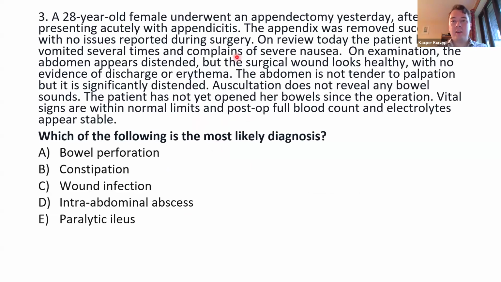So another patient, she had an appendectomy yesterday, as she had appendicitis. It was successful. Now she has vomited several times and has severe nausea. On examination, distended abdomen, surgical wound looks healthy, no discharge, no erythema. The only real thing is distension, no bowel sounds. She has not opened her bowels yet since the operation. The investigations are fine. So, what is the most likely diagnosis? This is a one-step question.